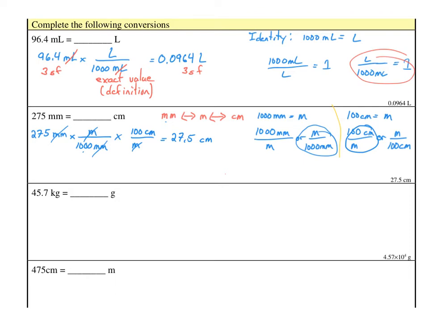So let's look at Sig Figs. 3 Sig Figs in our initial number. This is exact, so it does not impact Sig Figs. This is exact, so it does not impact Sig Figs. So our final answer should have 3 Sig Figs. It already does. We're set.